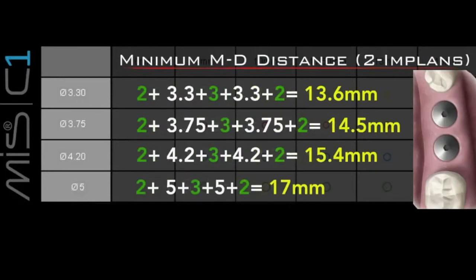Now, what if I have multiple implants? How much space do I need? Well, the math is the same. 2 millimeters towards the mesial and the distal, where you have the teeth. In between the implants, you want at least 3 millimeters. And then you can go ahead and start selecting which implants you want.